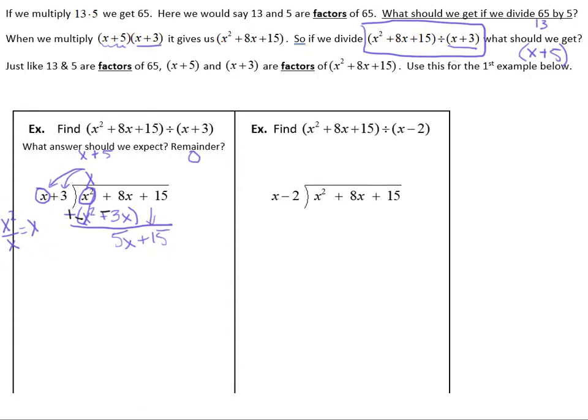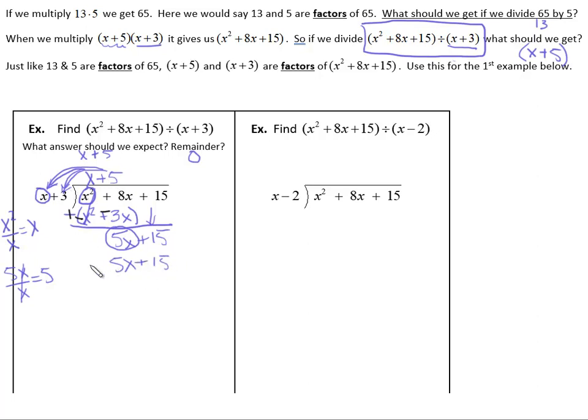Going back to this, now I want to take the largest term in each, 5x and x, and divide them off to the side. 5x divided by x, we can cancel out those x's, and we get positive 5. Now we need to take our 5 and multiply it over here. 5 times x gives us 5x, and 5 times 3 gives us 15.